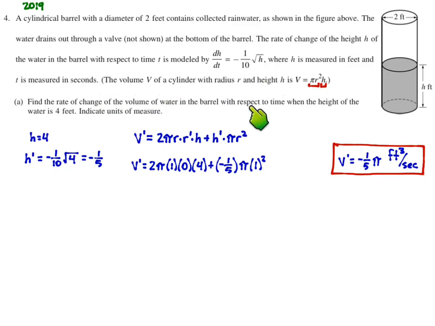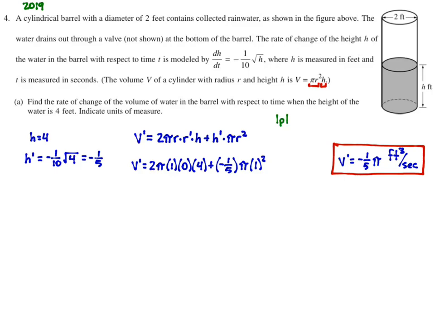Another way to approach this would have been to recognize that in this volume expression, since r is constant, I could have plugged in 1 initially. So I would have just gotten volume equals pi times h, and then taking the derivative of that in respect to time. And that would have made it maybe a little bit easier to do. But again, that only works if you have a function that's constant. So I just prefer to do it this way, so I'm asking myself these questions as I go along.